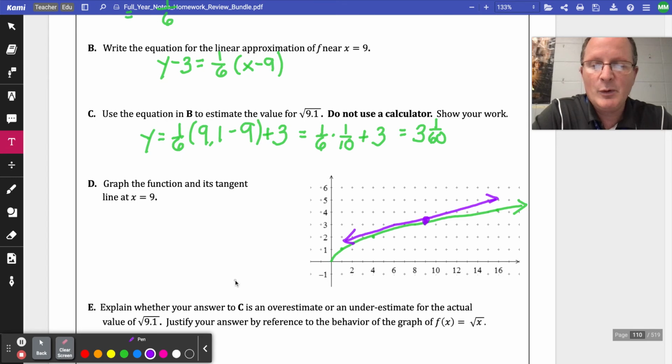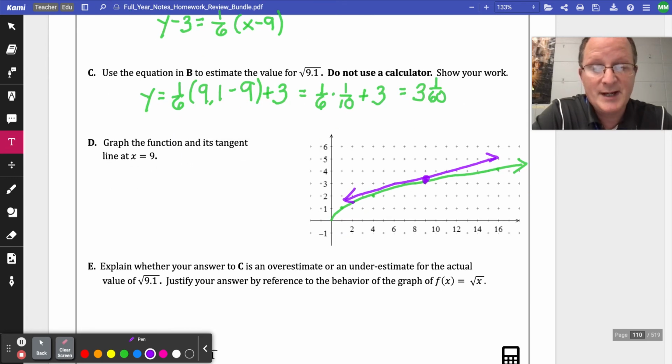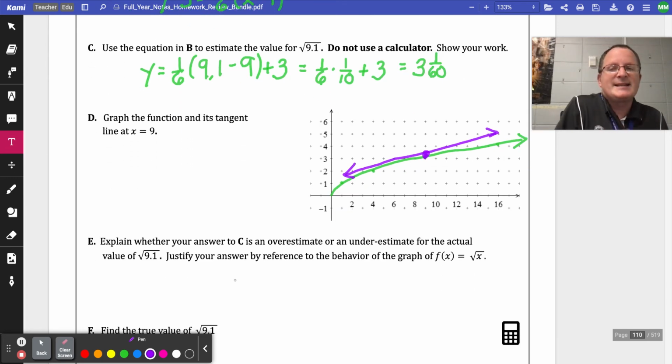And so then the question is, and this is the kind of thing they ask you all the time, explain whether the answer to C is an overestimate or an underestimate for the actual value of the square root of 9.1. Justify your answer by referencing the behavior of the graph. Okay. So here's the thing.